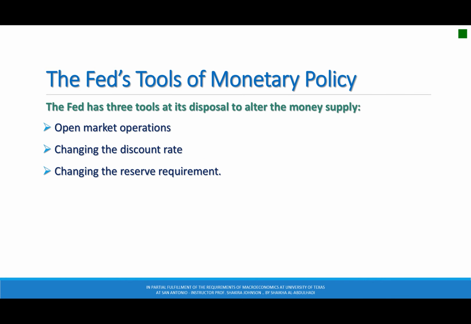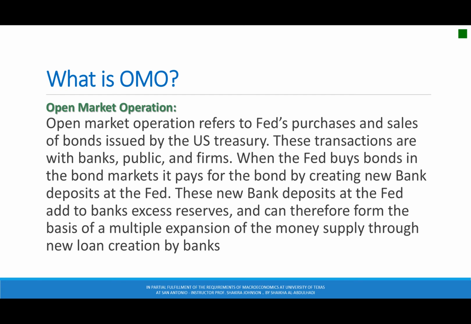The Fed's tools of monetary policy. The Fed has three tools at its disposal to alter the money supply: open market operations, changing the discount rate, and changing the reserve requirements. So let me explain for you the first one. What is OMO, open market operation?